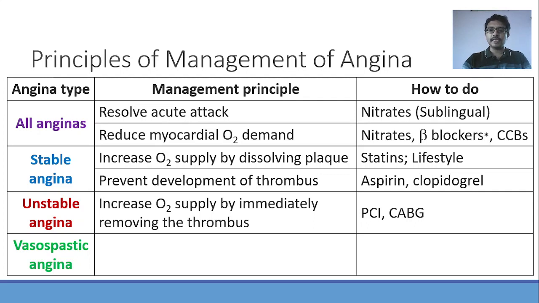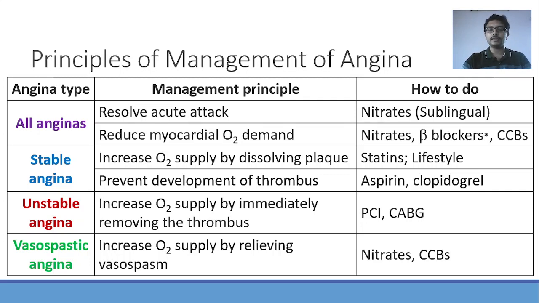Finally, vasospastic angina. How do you increase the oxygen supply? By relieving vasospasm. You have to give certain vasodilators which will relieve the vasospasm. Which vasodilators are these? These are nitrates and calcium channel blockers. Again, you cannot use beta blockers here because beta blockers will produce vasoconstriction. So remember that beta blockers are contraindicated in vasospastic angina.